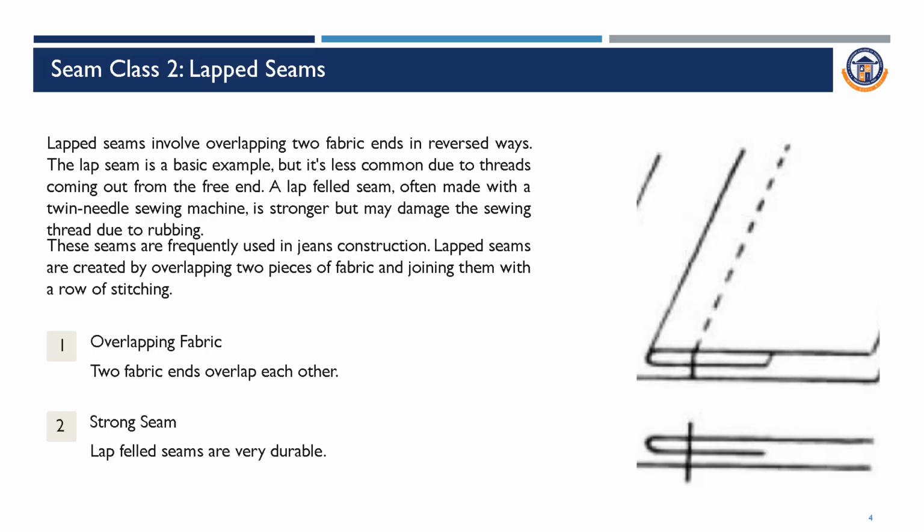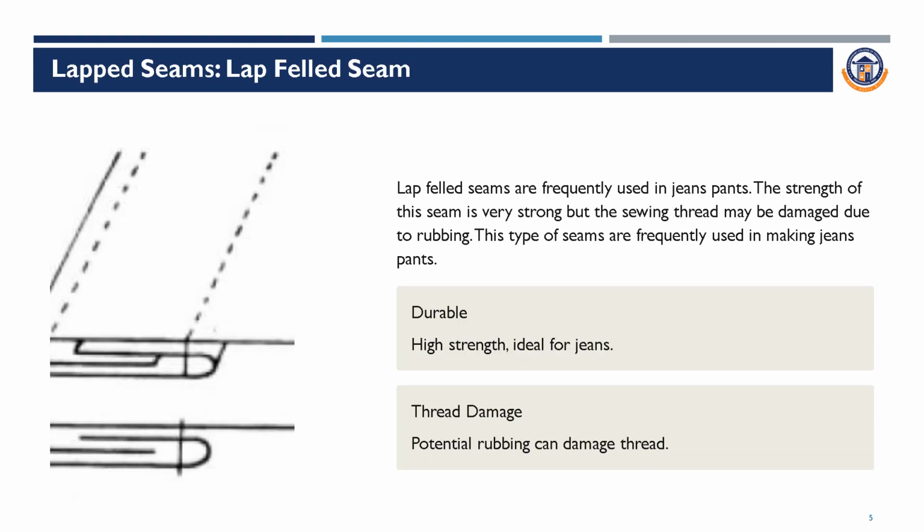Overlapping fabric: two fabric ends overlap each other. Strong seam: lap felled seams are very durable, as shown in the figure. Lapped seams and lap felled seams. Lap felled seams are frequently used to join jean pants. The strength of the seam is very strong, but the sewing thread may be damaged due to rubbing. This type of seam is frequently used in making jean pants.